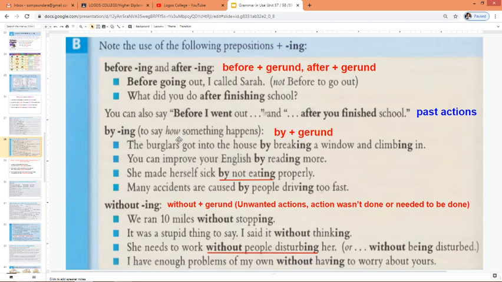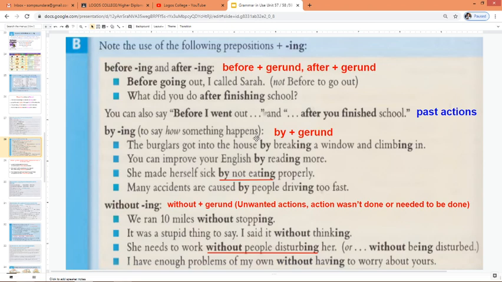It says to say how something happens. Okay. How did you graduate school? By going to class and studying and by passing my exams. Right? So "by" explains how something happens.